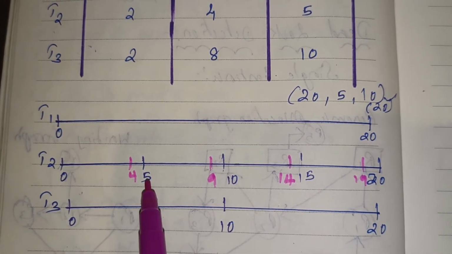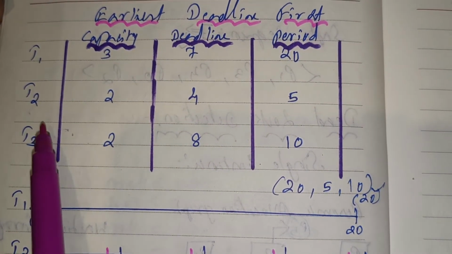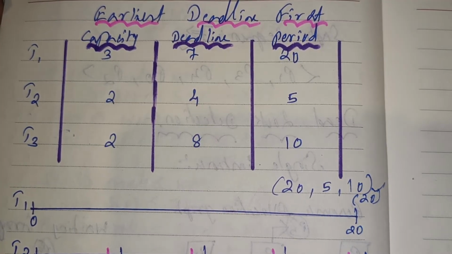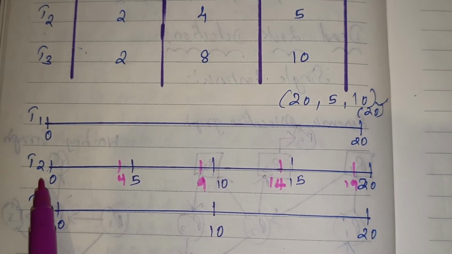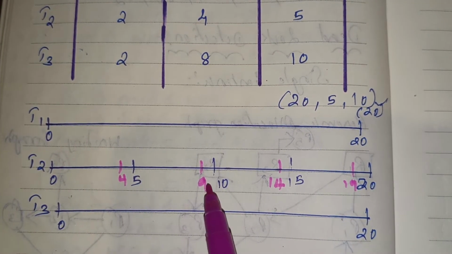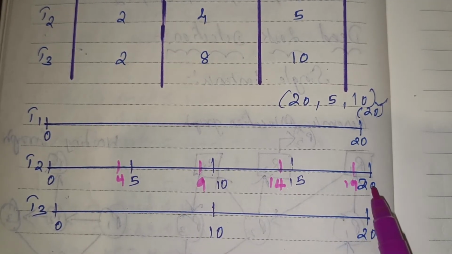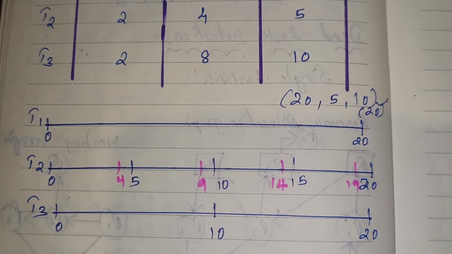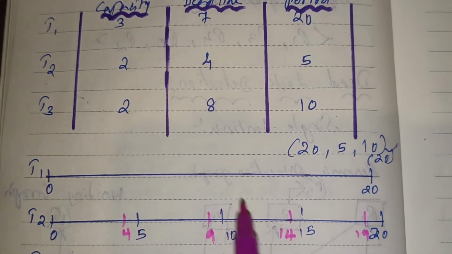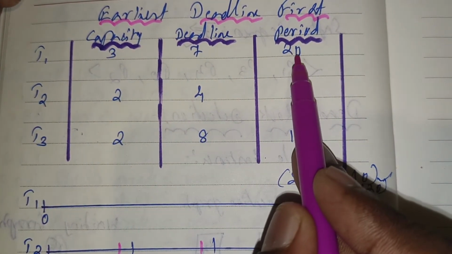See here, 0 to 5 is the period, but the capacity for T2 will have a deadline of 4. So you can check 0 to 4. Again it starts at 5, 5 to 9, where the deadline is 4. So every time the deadline splits, the maximum deadline it can reach is 19, not 20. So that is T2. Let's see the deadline for T1. You can check it here: the deadline for T1 is 7 and the period is 20.